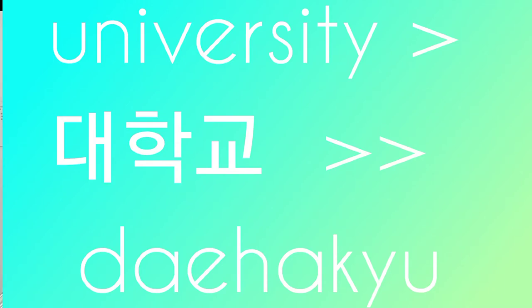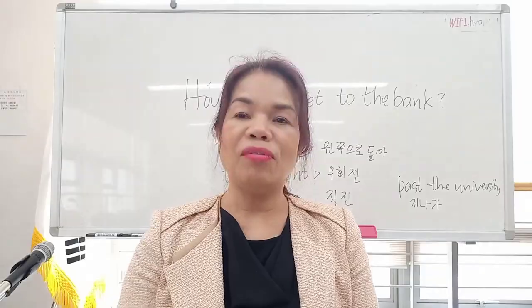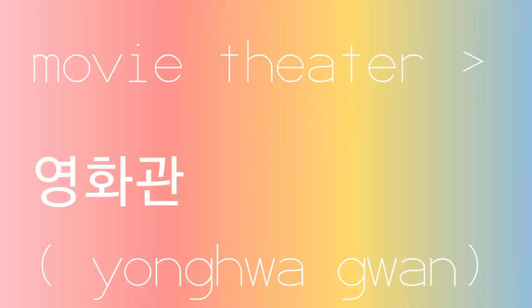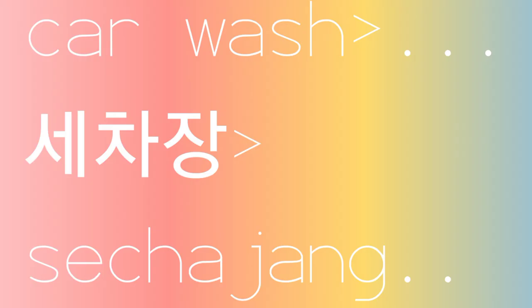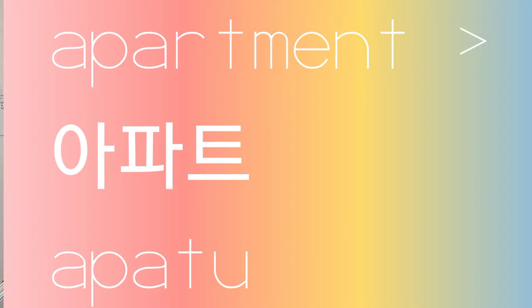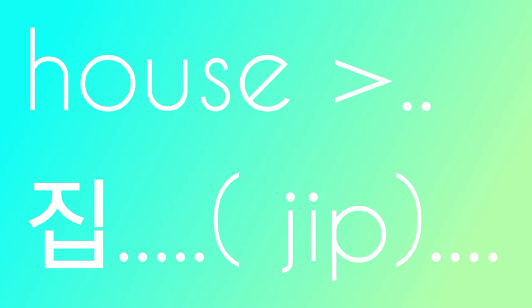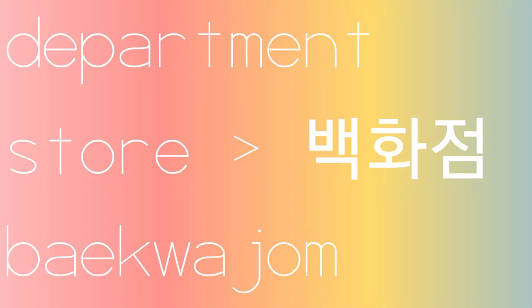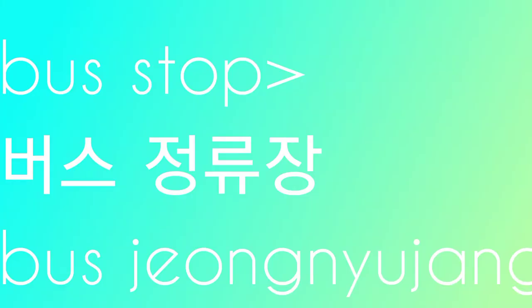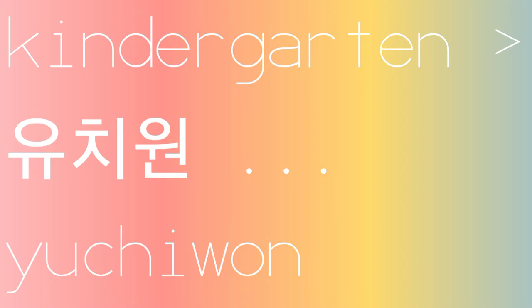We have to add more. University, movie theater, 영화관, 지하철, subway, 세차장, car wash, apartment, 집, house, 백화점, department store. And 정류장, bus stop, 유치원, kindergarten, and city hall, 시청.